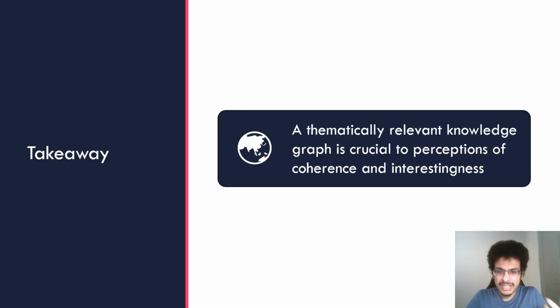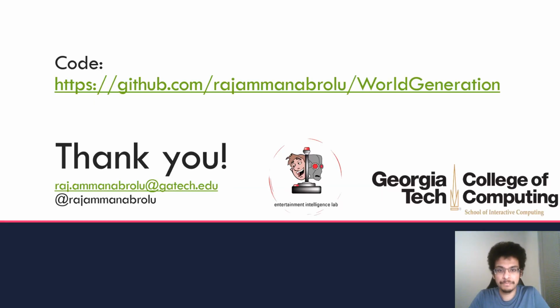So the main takeaway here is that a thematically relevant knowledge graph is crucial to perceptions of coherence and interestingness. This appears to imply that filling in gaps in the knowledge graph using thematically relevant information, such as with Aspert, results in more interesting, coherent descriptions in the games, especially in settings where thematic common sense diverges from everyday common sense, such as fairy tales versus detective stories.